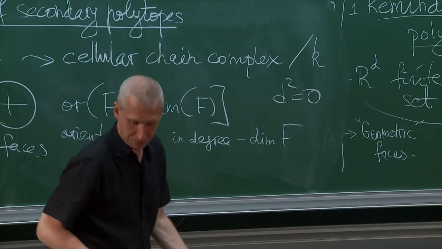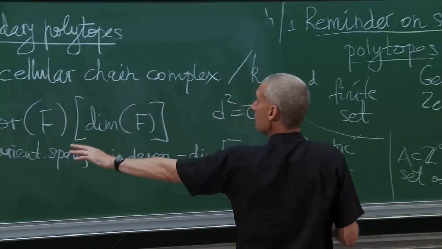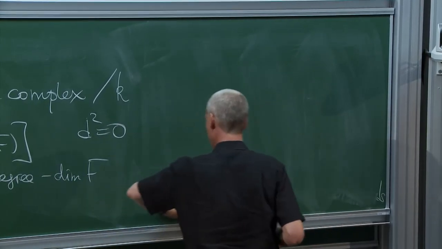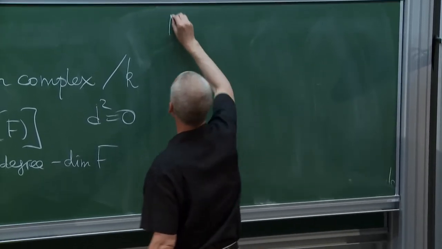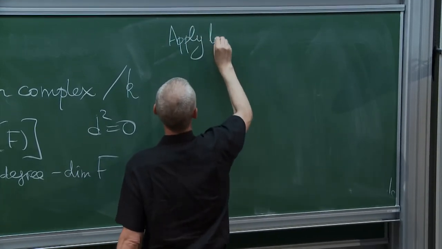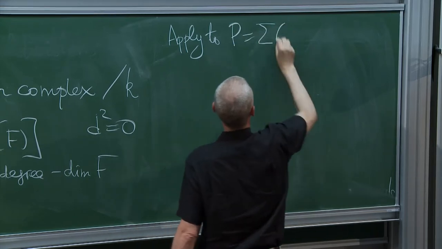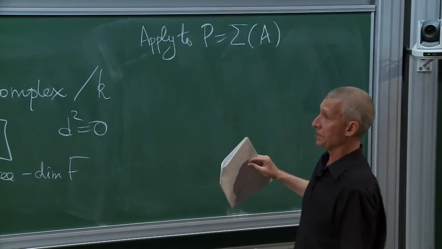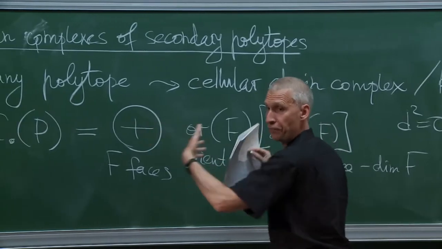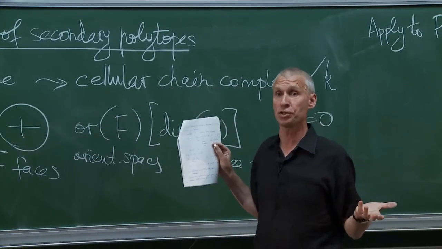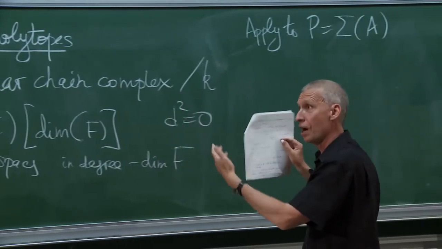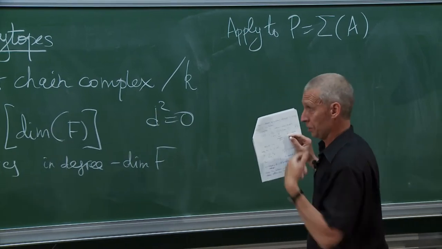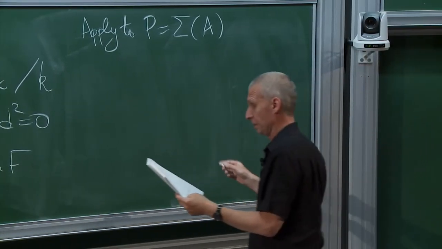Right? So now let's apply this to the secondary polytope and apply the information about the structure of faces. Apply to P equals sigma of A. Then what really happens is that the differential takes a face into the sum of all of its subfaces of codimension one. But subfaces are products of other secondary polytopes. So we have some kind of multiplicative structure. It looks like a differential in an algebra.